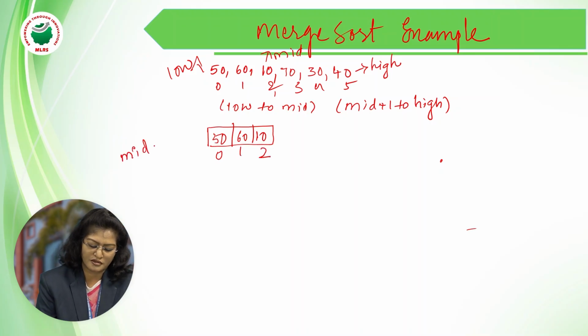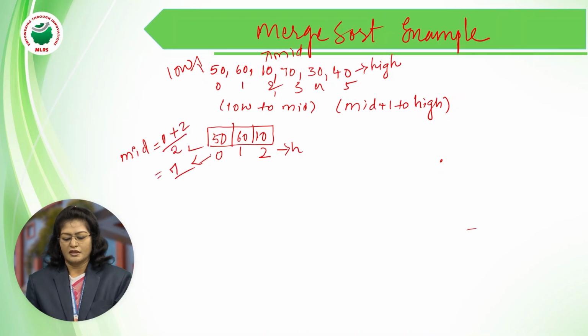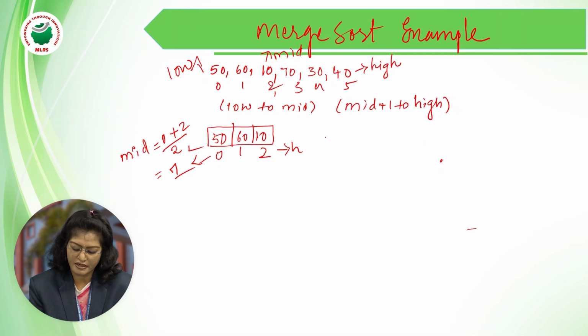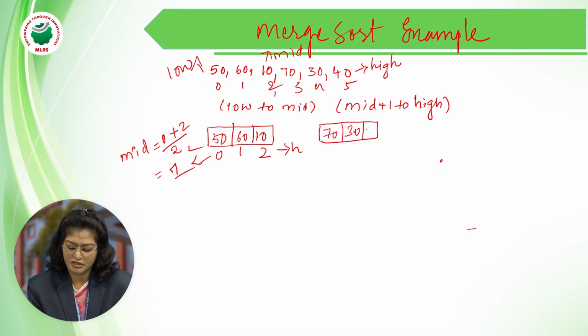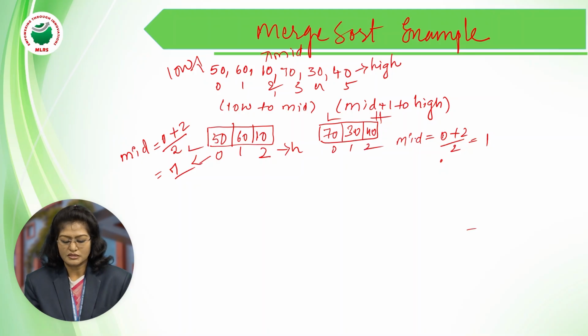Again you need to find the mid value, low plus high by 2. This is low, this is high. 0 plus 2 by 2 equals 1. This is the left side that we have considered, and at the same time you have to move to the right side. One is the first element of the second array: 70, 30 and 40. Again low, this is high, and again you need to find the mid. 0 plus 2 by 2 equals 1. 0, 1, 2. All right. So this is how you need to consider the first two sub-problems.